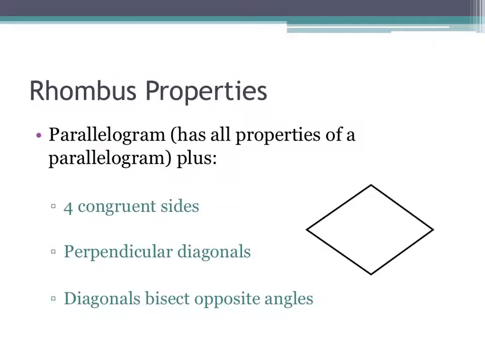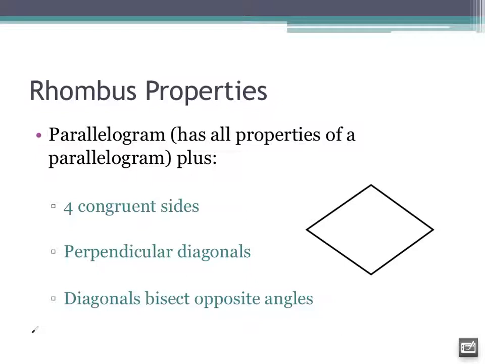Okay, rhombus properties. A rhombus is a type of parallelogram, so it has all the same properties of a parallelogram. In addition, a rhombus has 4 congruent sides, its diagonals are perpendicular, and the diagonals bisect the opposite angles.